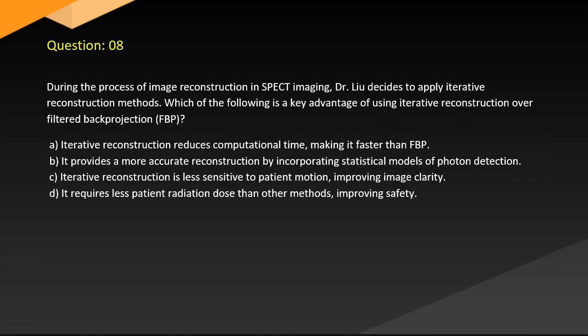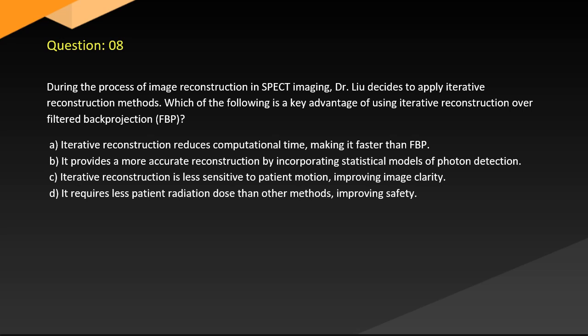Question 8. During the process of image reconstruction in SPECT imaging, Optoliu decides to apply iterative reconstruction methods. Which of the following is a key advantage of using iterative reconstruction over filtered back projection (FBP)? A. Iterative reconstruction reduces computational time, making it faster than FBP. B. It provides a more accurate reconstruction by incorporating statistical models of photon detection.